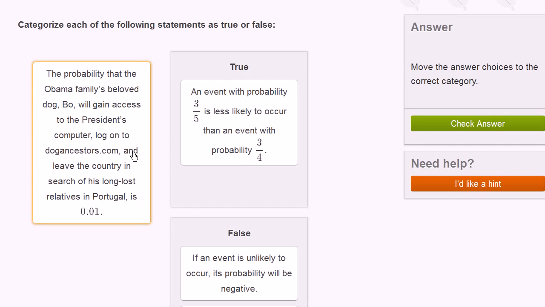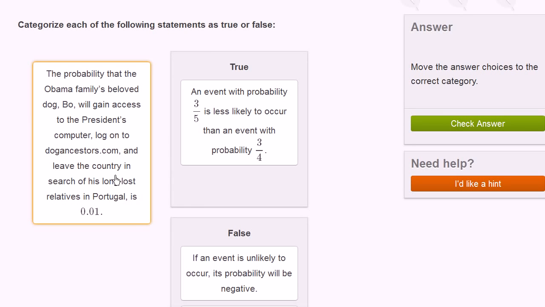The probability that the Obama family's beloved dog Bo will gain access to the president's computer, log on to dogancestors.com, and leave the country in search of his long-lost relatives in Portugal is 0.01. So this seems like, if not an impossibility, a near impossibility. That the dog somehow will know how to log onto a computer. This is probably an impossibility. And then actually be able to read something on a website, type on a website, and then read on a website. This seems close to an impossibility, if not an impossibility. And then somehow getting a ticket and leaving the country, and somehow the Secret Service lets them. This seems pretty close to impossible.